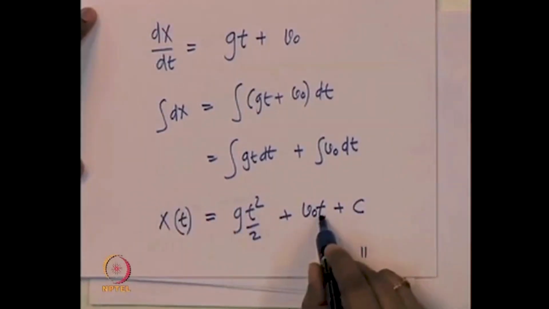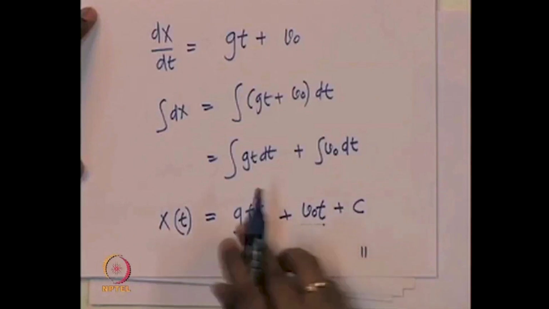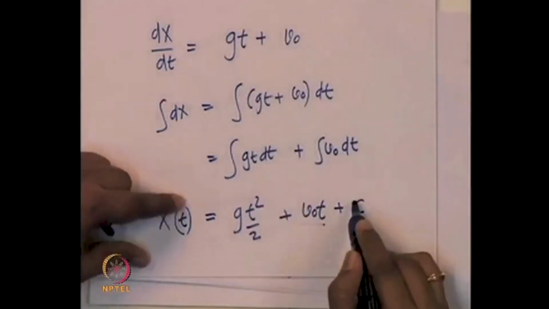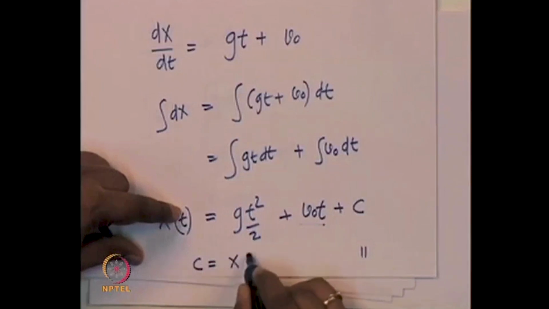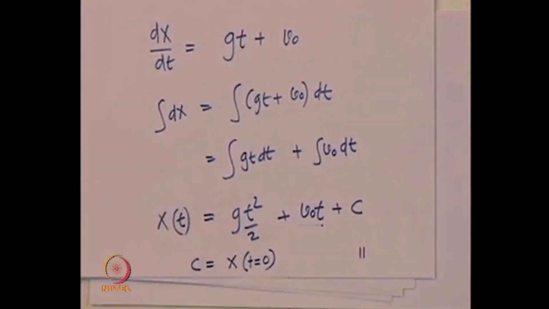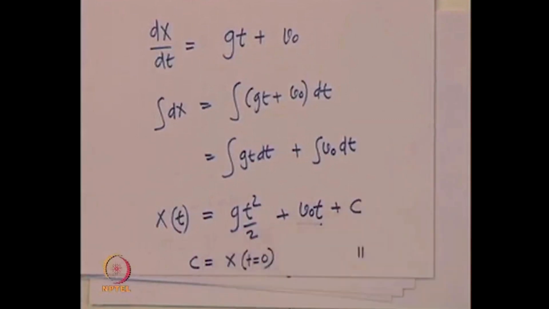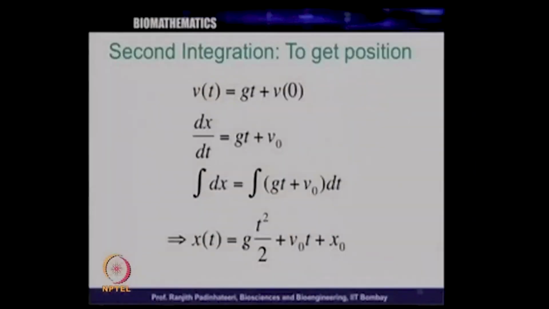Now, when you put t equal to 0, this term goes to 0, this term also goes to 0. So c is nothing but x at t equal to 0. You substitute this back here, and you get this particular thing: x of t is g t square by 2 plus v 0 t plus x 0.